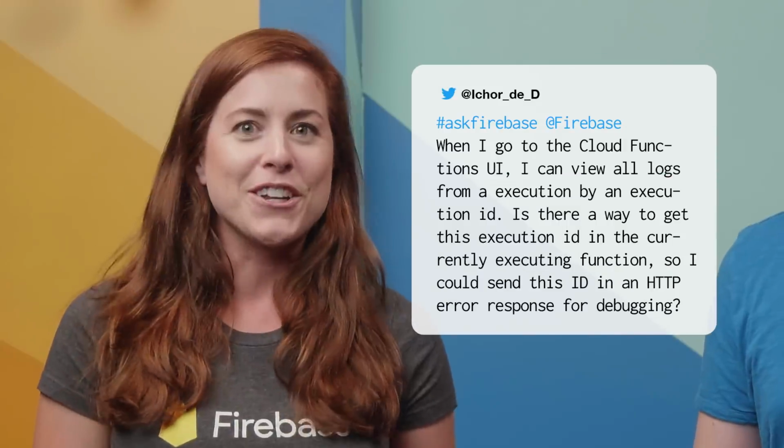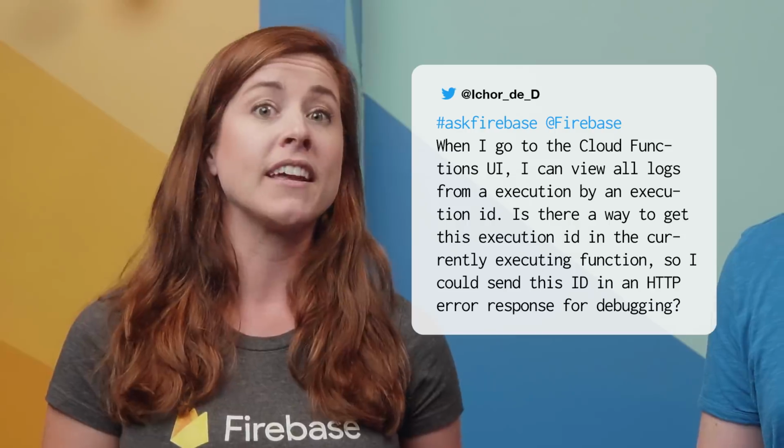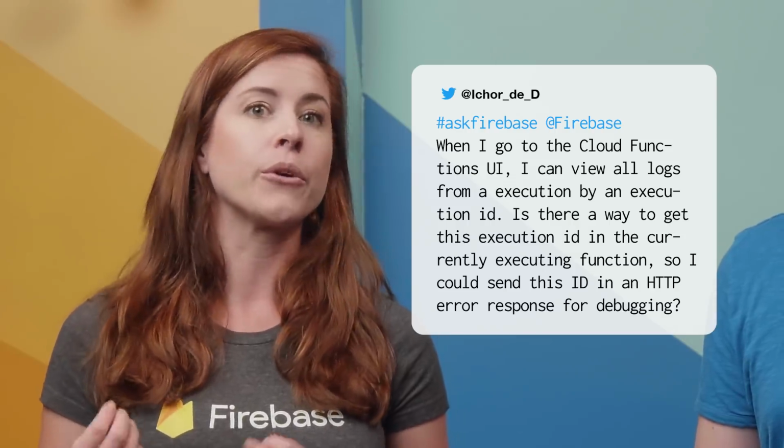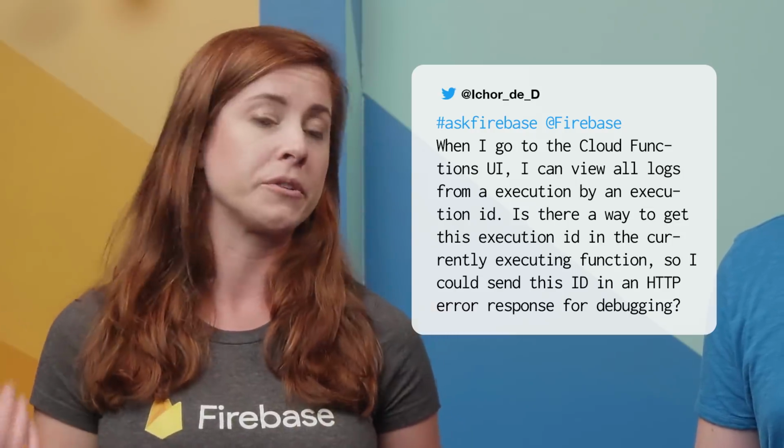This next developer wants to know, when I go to the Cloud Functions UI, I can view all logs from an execution by an execution ID. Is there a way to get this execution ID in the currently executing function so I can send this ID in an HTTP error response for debugging?